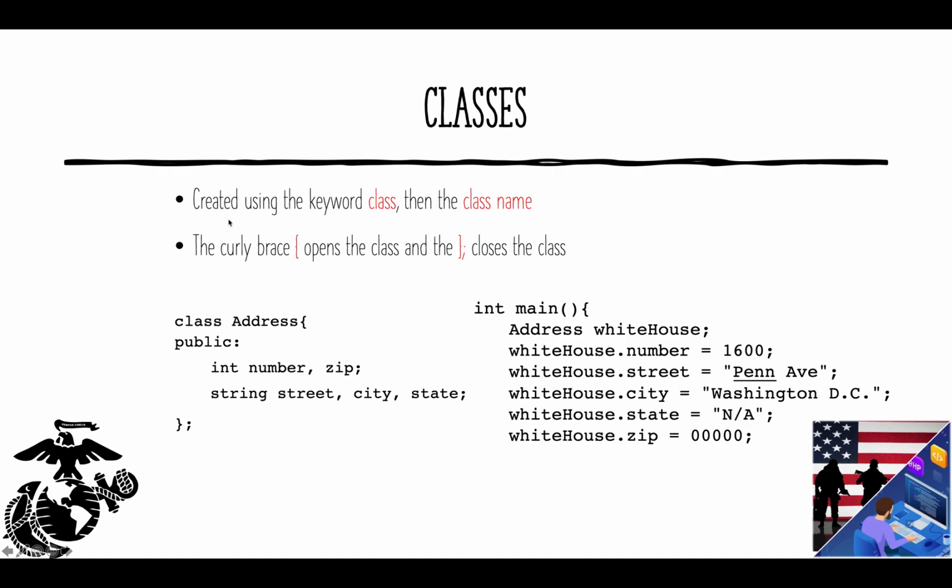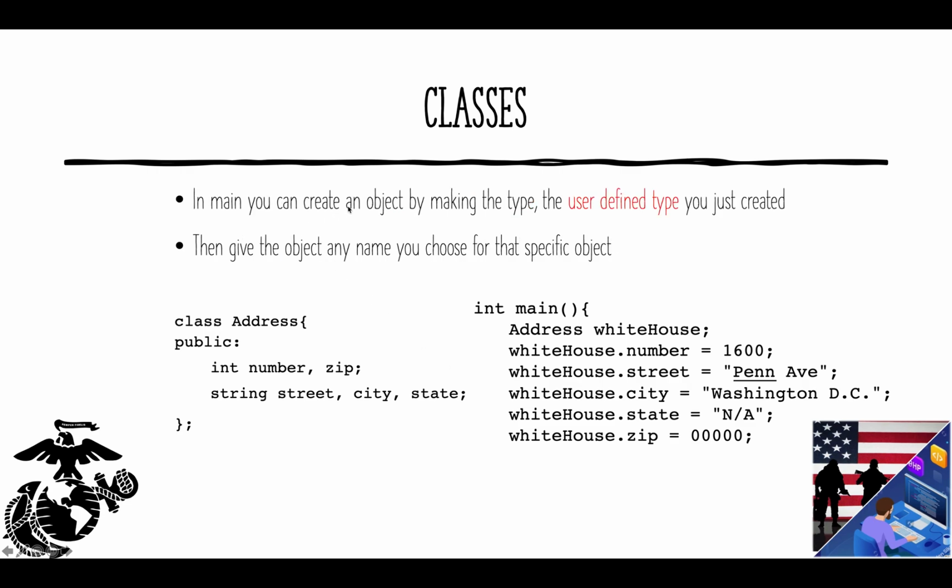So back to classes. A class is created using the keyword class. That's what we see right here. And then the class name. We are calling our class Address. And the convention for naming is that you always want to use an uppercase letter to name your classes. So I have class Address. The curly braces will be what opens and closes the class. So a curly brace opens it, and then a curly brace and a semicolon closes it.